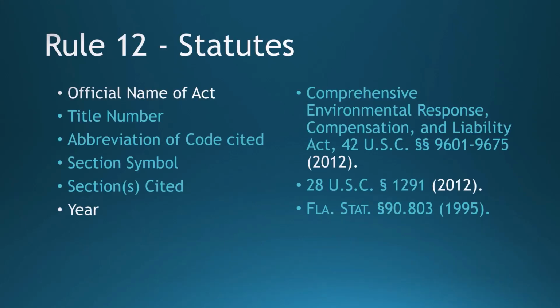When citing a statute, you must include the title number, the abbreviation of the code cited, the section symbol, and the section or sections cited. If you're citing the entire statute, you must include the name of the act and the entire span of sections that contain the statute. If you're citing just a part of the statute or code, you do not include the name of the act. When citing to the United States Code, whether the official or unofficial version, the year is optional. For everything else, you must include the year.